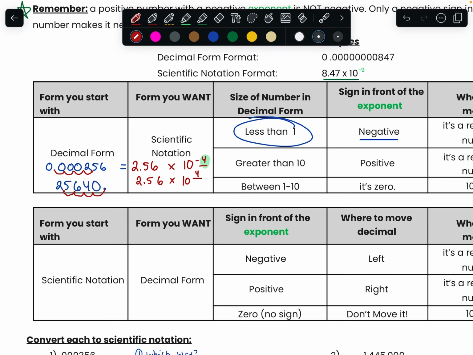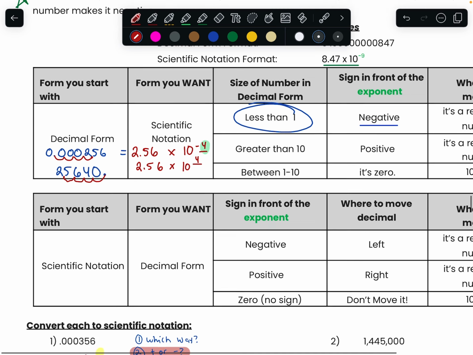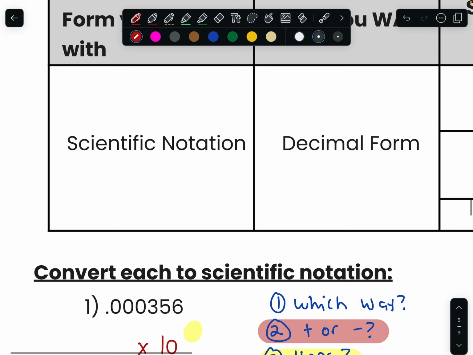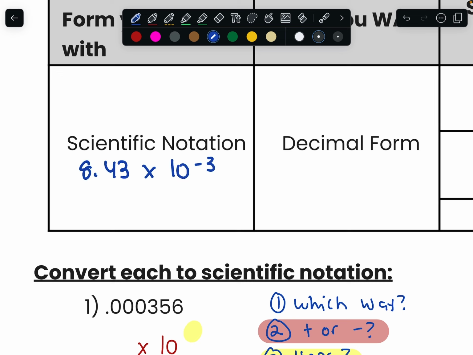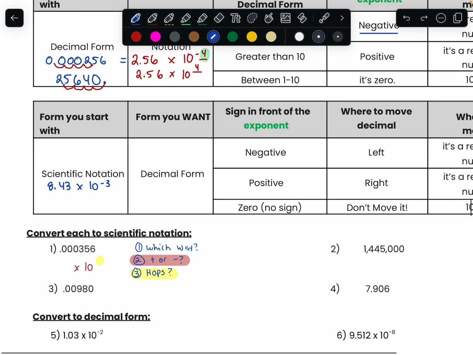All right, so that's how you go from decimal form to scientific notation. Let's go from scientific notation into decimal form. So let's do an example. An example here would be something like the number 8.43 times 10 to the negative third. So notice that my first number in the scientific notation is still between 1 and 10, right? And I now have the exponent here. So for this one, you just follow what the exponent tells you to do.